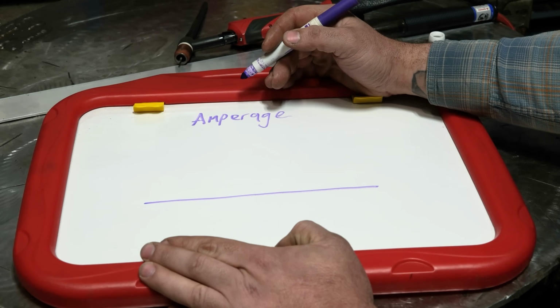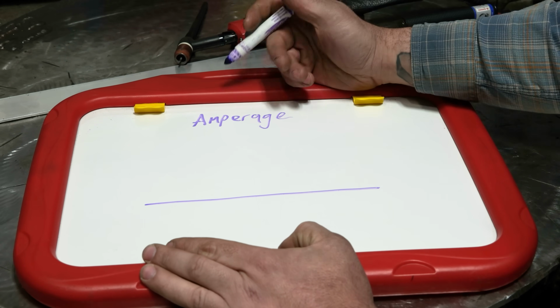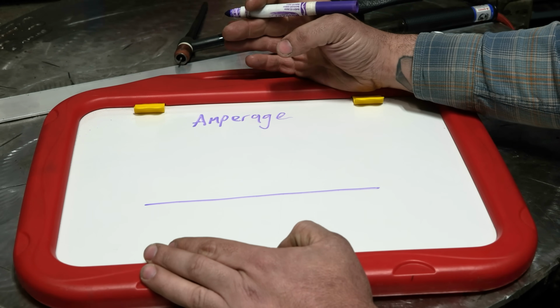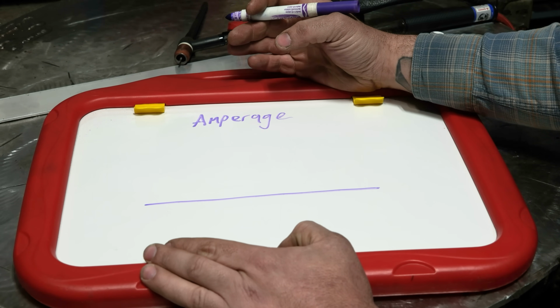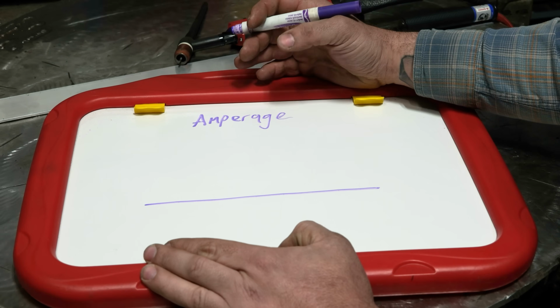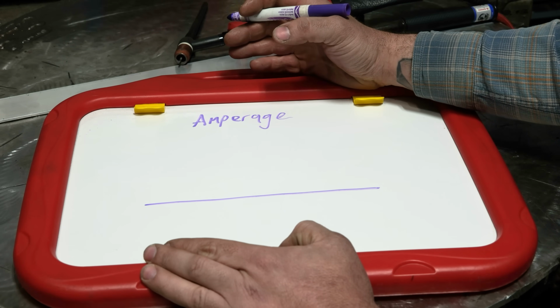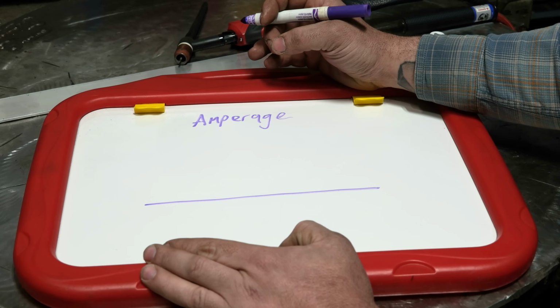Case in point, 1/8 inch aluminum like I have back here takes upwards of 200 amps to weld. And I know that sounds absurd for that thin a material, but the material dissipates heat so well that you really need a lot of amperage.